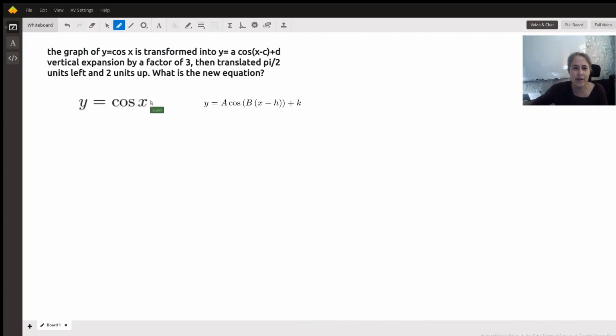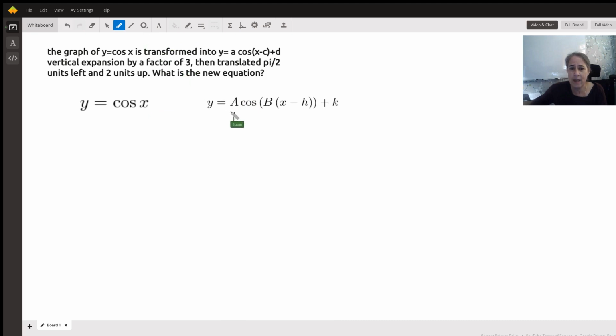First of all, you're given y equals cosine x, and you want to change it to the form they're telling you. This is just the basic form. I wrote it a little more standardly here, but this is a transformed cosine function.